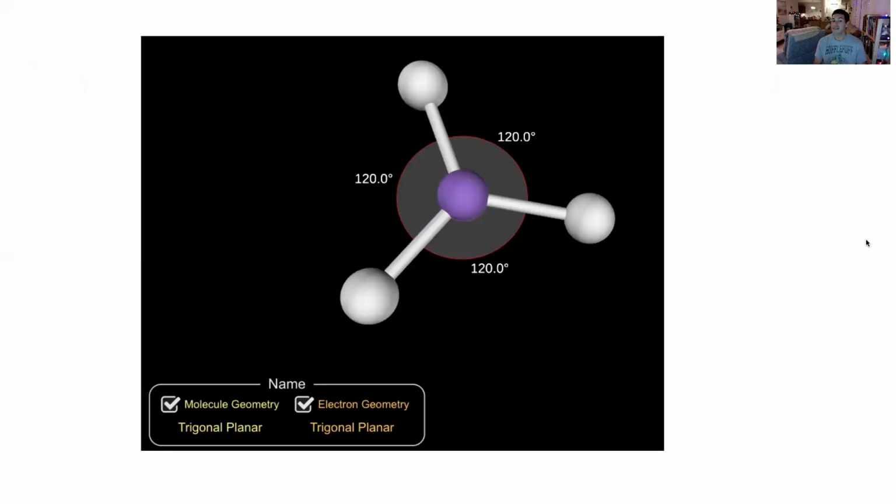Three domains, we get the trigonal planar geometry, right? So we can see in this circle, all the atoms are existing in the same plane. We could think of it as like the XY plane, right? They're all existing there. It looks like a Mercedes-Benz sign, and it is a 120-degree bond angle. All right, so the electron geometry is trigonal planar.